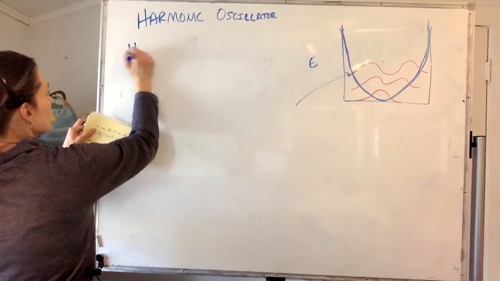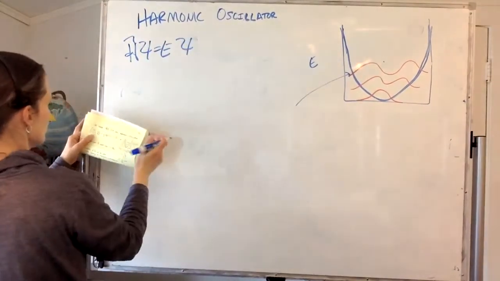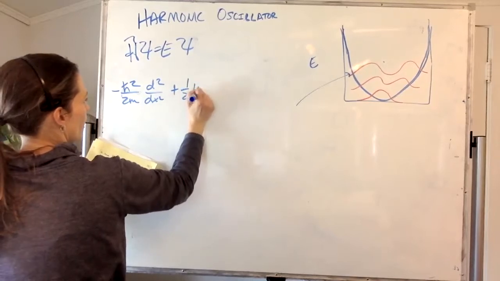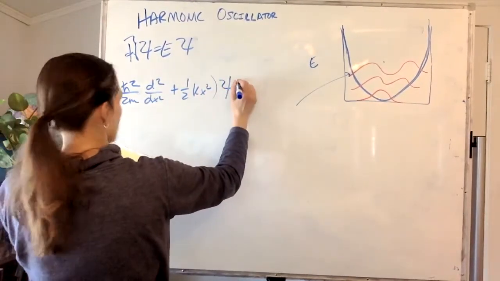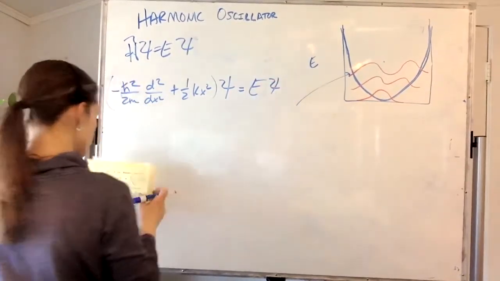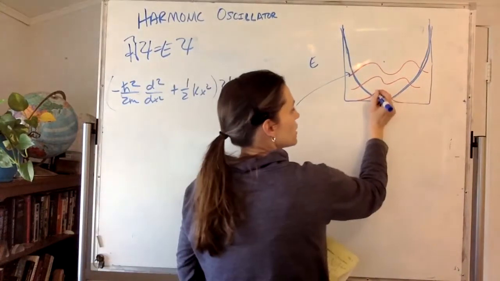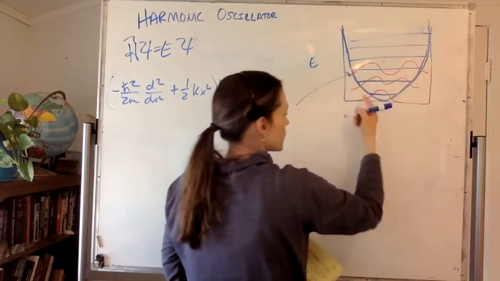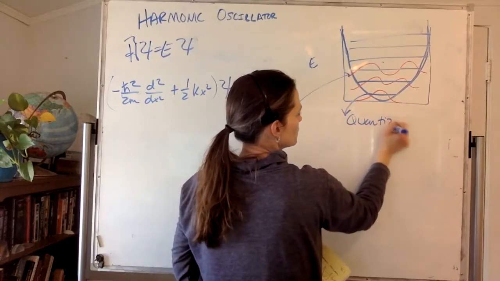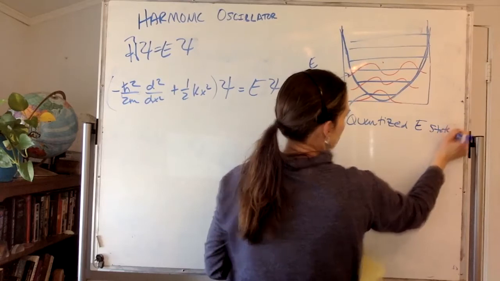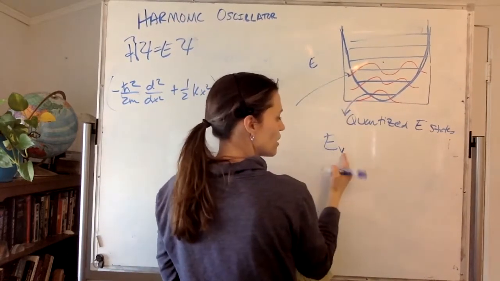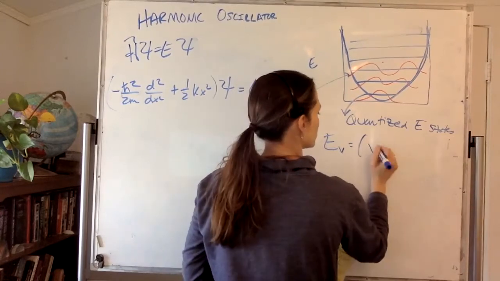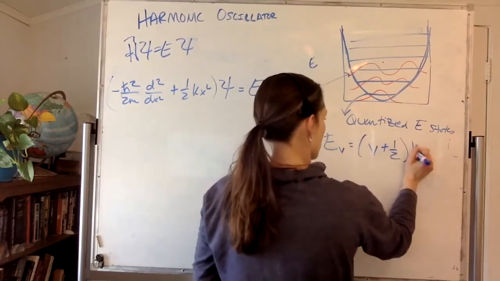Okay, so the goal is to solve H psi equals E psi, which is minus h bar squared over 2m d squared dx squared plus 1/2 kx squared, all of that operating on psi, equals E psi. All right, so what we're going to get, I'm just going to jump to the answer. We're going to get quantized energy states, these blue lines that I'm drawing across. Okay, so we're going to get quantized energy states that are going to look like E subscript V, that'll become important in a moment, V plus 1/2 h bar omega.